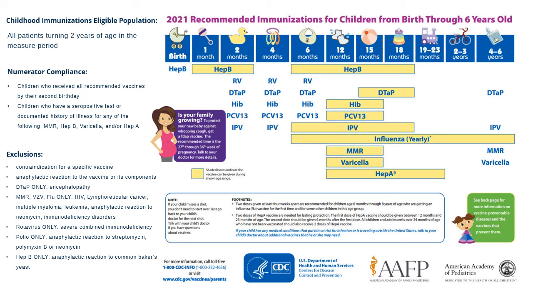Children who have had a seropositive test or documented history of illness for any of the following: MMR, Hep B, varicella, and/or Hep A are also considered compliant for those specific immunizations. There are numerous exclusions, some specific to immunization type and others general. The general exclusions include contraindication for a specific vaccine. Also, anaphylactic reaction to a vaccine or its components. Please review this slide closely to see all the other exclusions that are specific to the different vaccines.